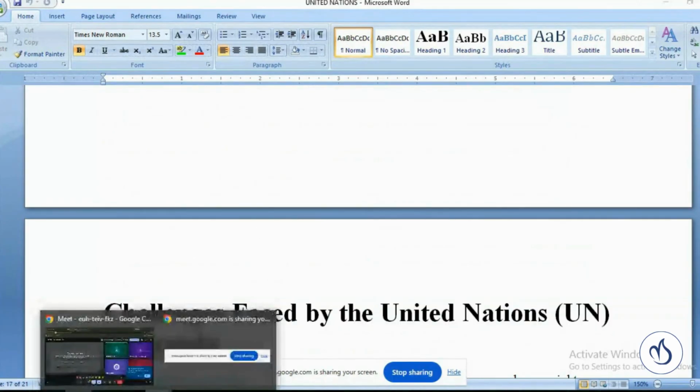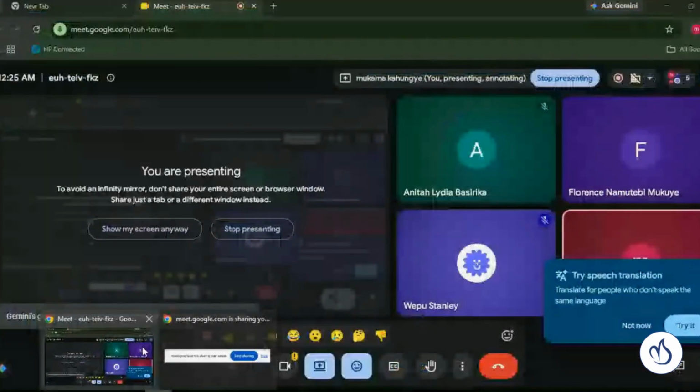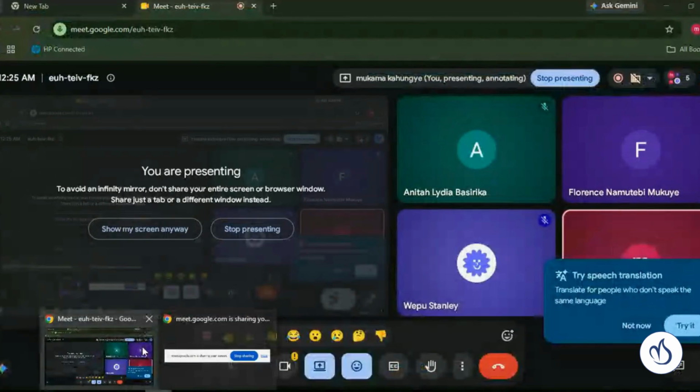And I don't know if there is any supplement or any clarification. Is there any supplement?